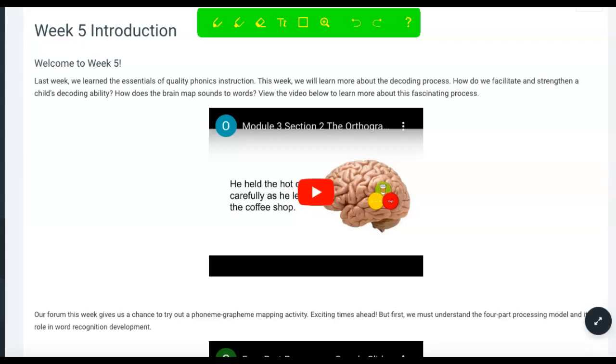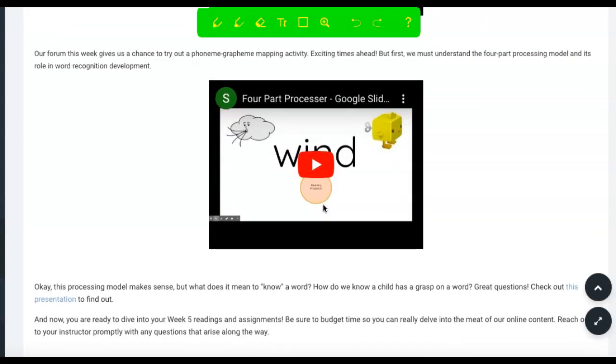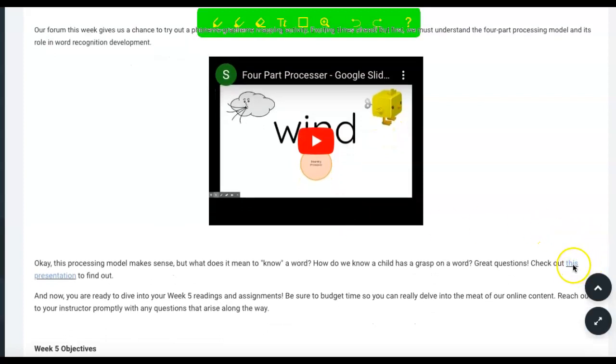These often lay a foundation, build on a foundation, or bring to life knowledge that you already have. An example is this week's first video on orthographic mapping. Oftentimes I've heard teachers say, well, what does it mean to know a word? In this presentation, which is of Ehri's phases of word reading, that question is answered.